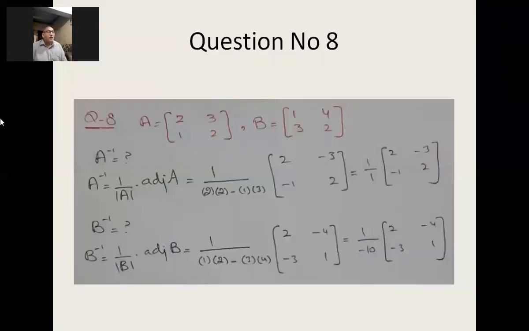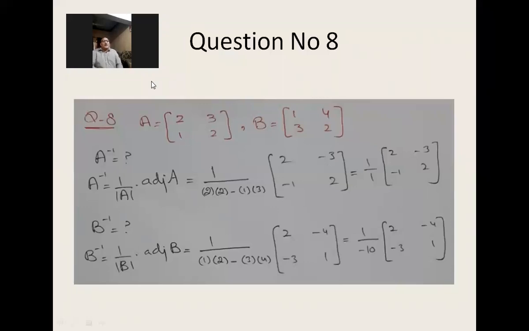Okay, so here we have question number 8 coming up on your screen. A is given, that is [2, 3; 1, 2]. B is given, that is [1, 4; 3, 2]. So first of all, I will try to find the inverse of A. That will be 1 by determinant of A into adjoint of A.